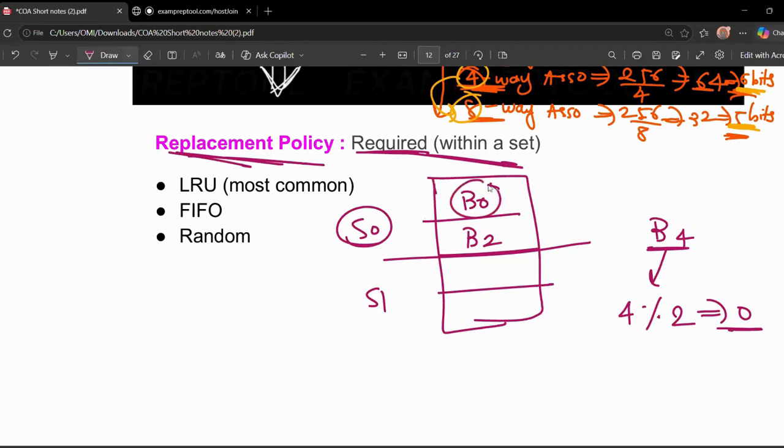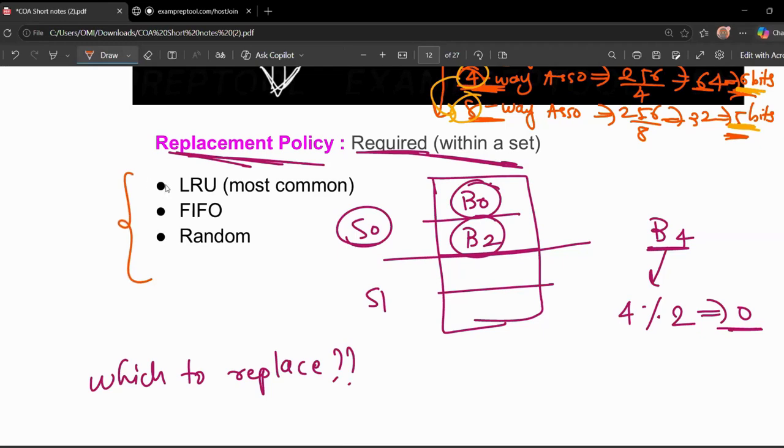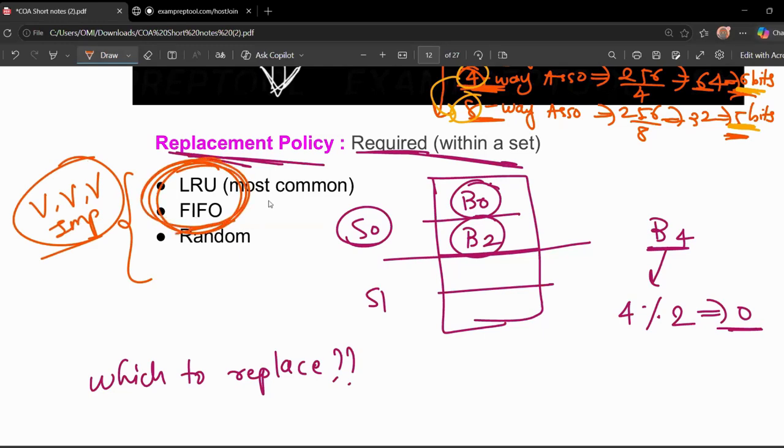Now you have two locations. Which one to replace? For that, you have replacement policies. These are the algorithms, and mainly these two are very, very important. I think none of the PYQs other than these two policies have come. So these two are very important.